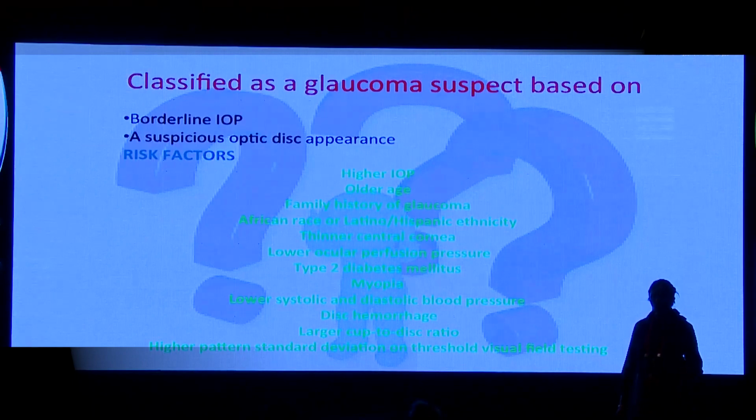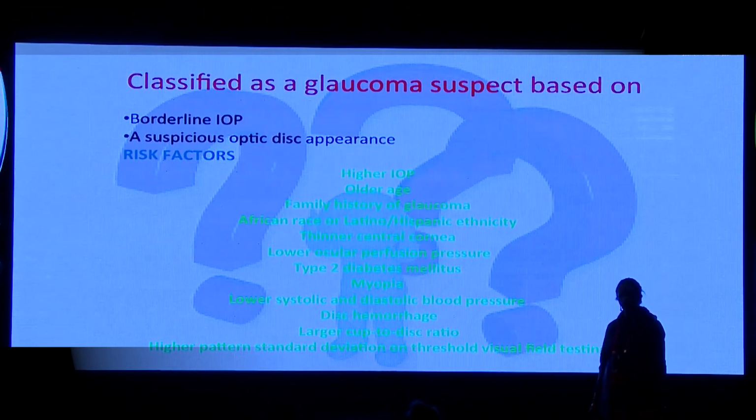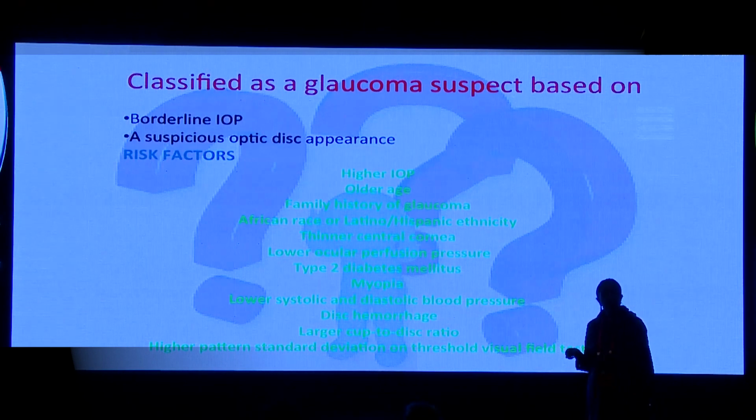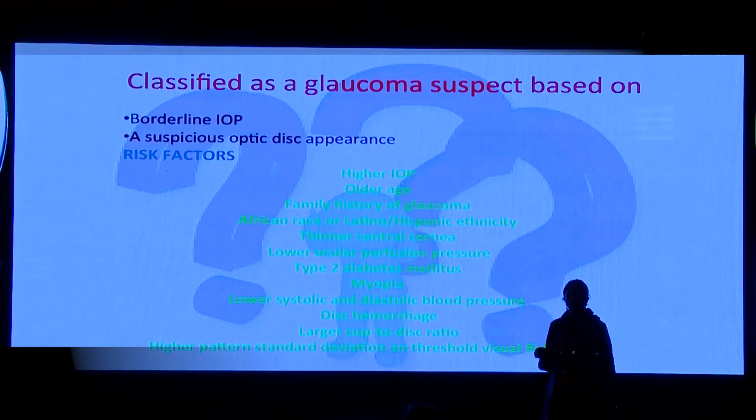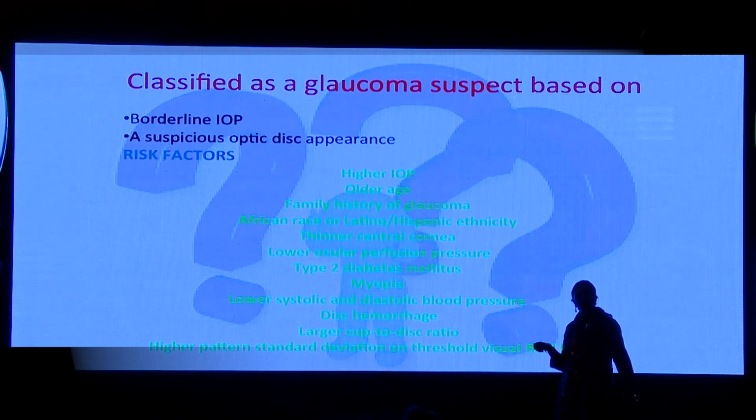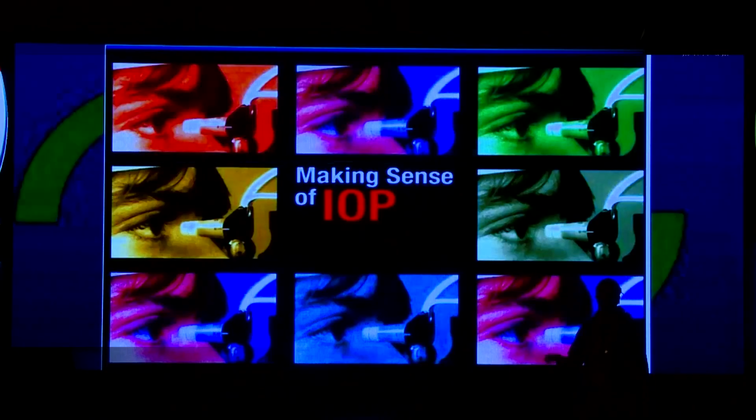So classified as a glaucoma suspect in this particular case scenario is based on borderline IOP and a suspicious optic disc appearance. It's very important to take a good history here because you need to know the risk factors that the patient has, like higher IOP, older age, family history, African race, thinner corneas, lower ocular perfusion pressure, type 2 diabetes, myopia, lower systolic and diastolic blood pressures, disc hemorrhage, large cup disc ratio, and higher pattern standard deviation on the threshold visual field testing.